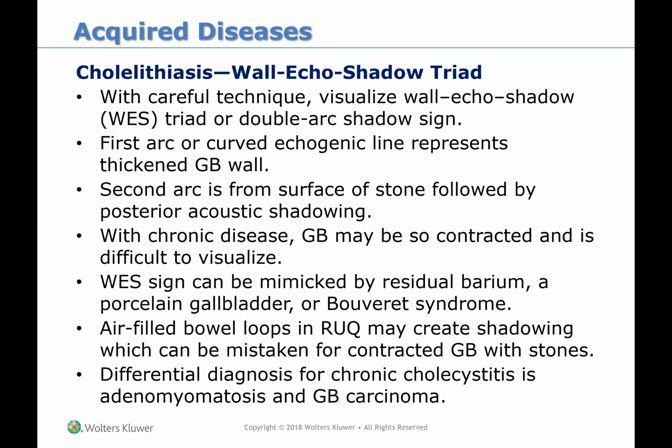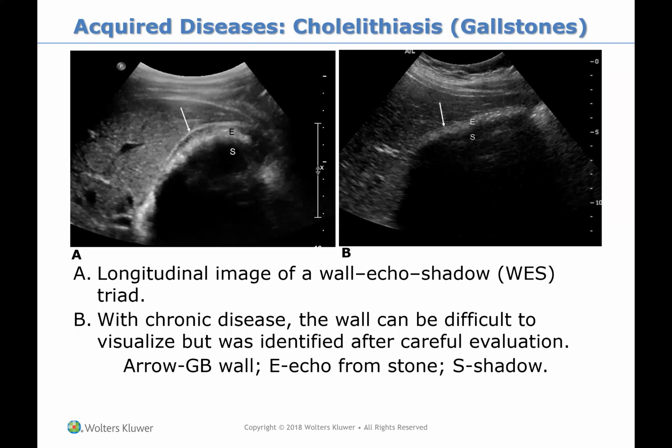With chronic disease, the gallbladder could be so contracted that you don't see it and you just see the shadow. And this is what it looks like. You can see the arrow here. This is going to be the edge of the upper gallbladder, and then you're going to see an echogenic area here, and then you're going to see a shadow. This is a stone-filled gallbladder. It's called wall echo shadow.